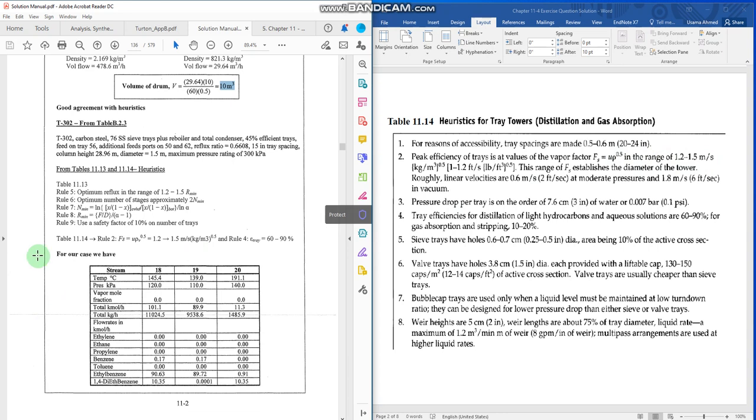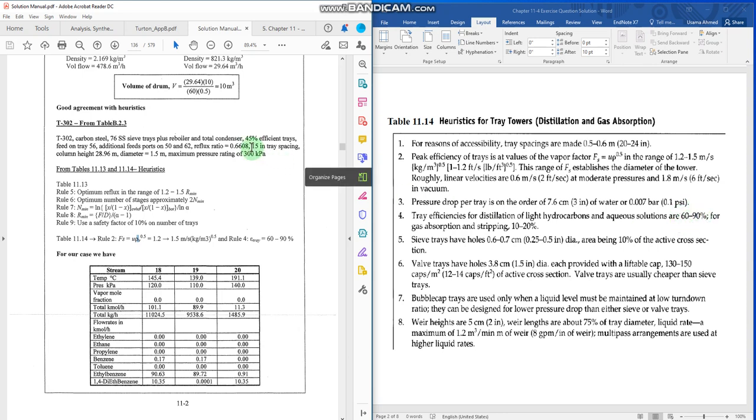Okay. So you can write down this equation in the form of, instead of this velocity, we are provided with this value 1.2 to 1.5, and we just need the value for the density of this vapor. So we have to calculate the density of vapor and then we can find out the range of the velocity. Rule number 4, efficiency of trays, it is between 60 to 90%. Okay. So rule number 4 tells you the efficiency can vary between 60 to 90%.